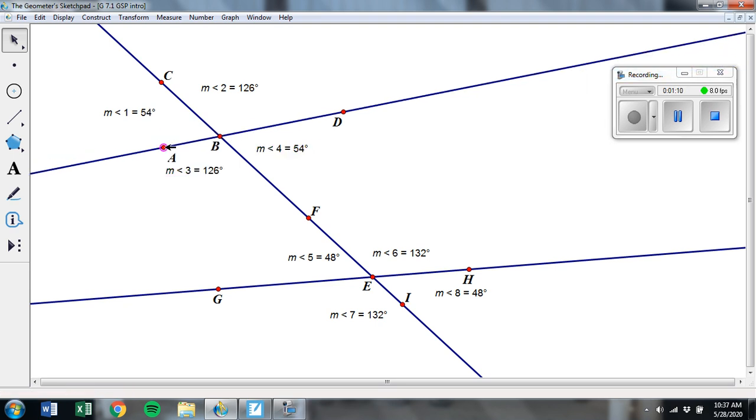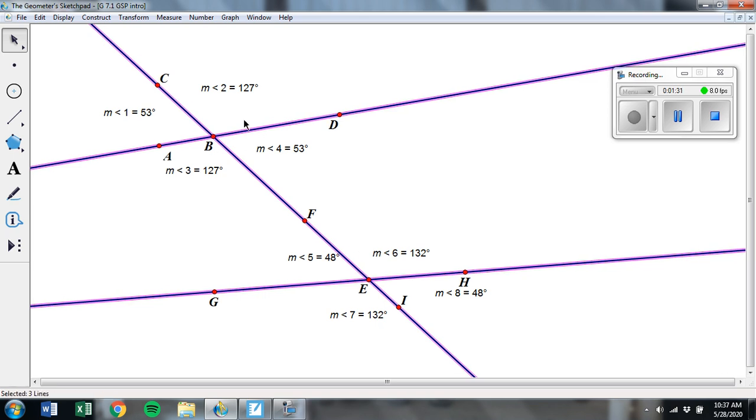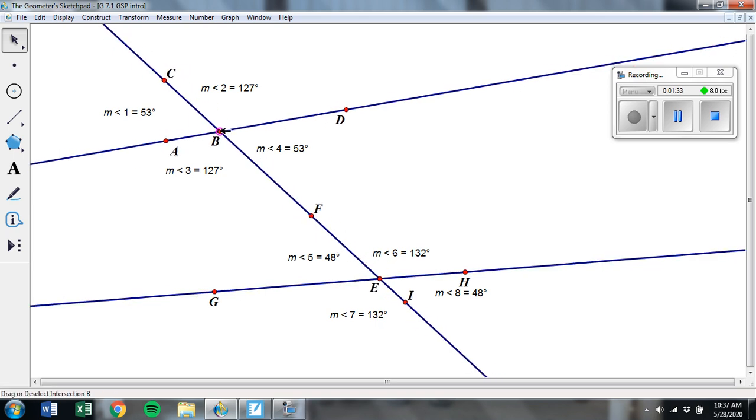As I move this, as I mentioned, notice I still have vertical angles. Those are alike. These are still alike, and these two still add up to 180, and so on. What's interesting, though, is I'm going to work with this line and this line. What this line is called right here is called the transversal, and I can move that line also.